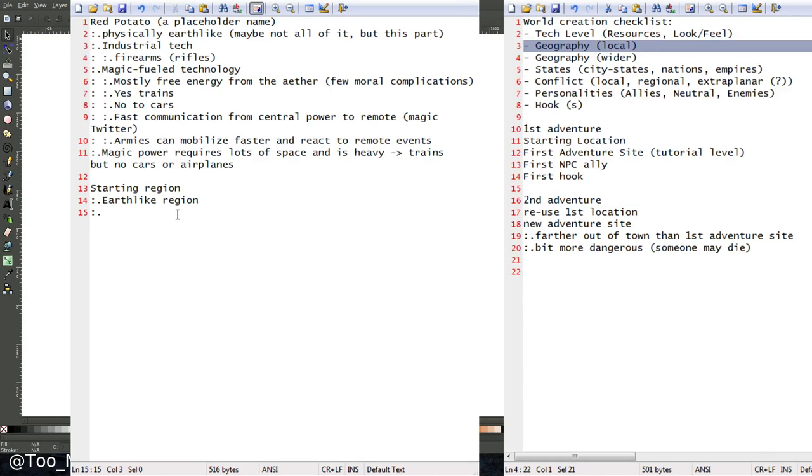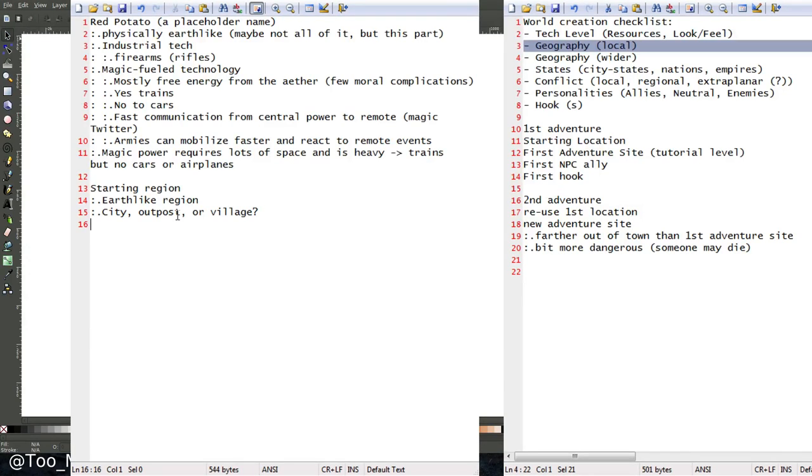Let's talk about... okay, that's another question for the chat. Where do we want our adventurers to meet? Are they going to meet in a city, a military outpost, or a village? And the answer to this will dictate roughly what I think the biome will be like.